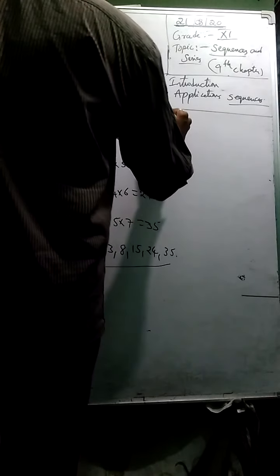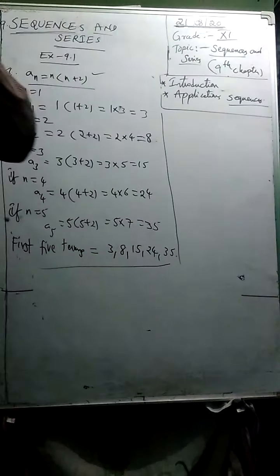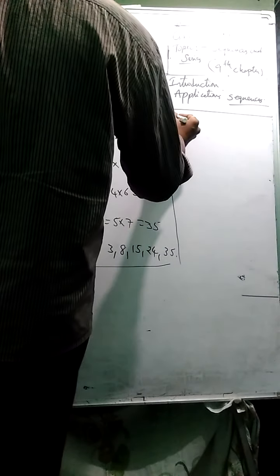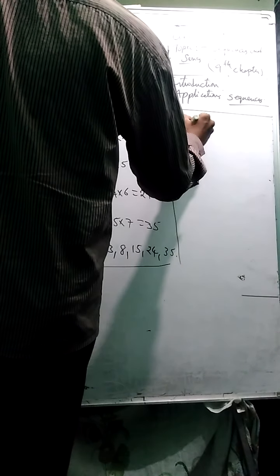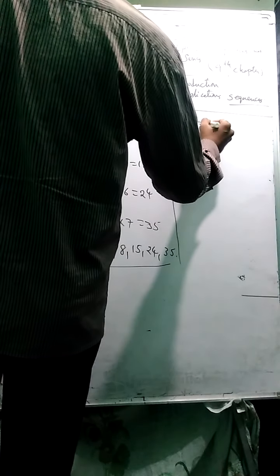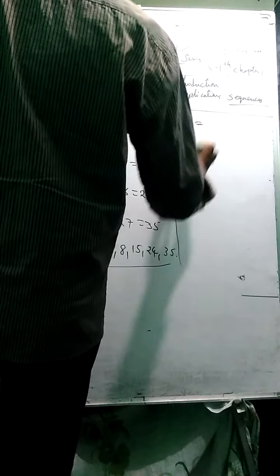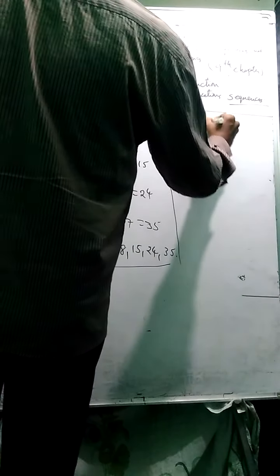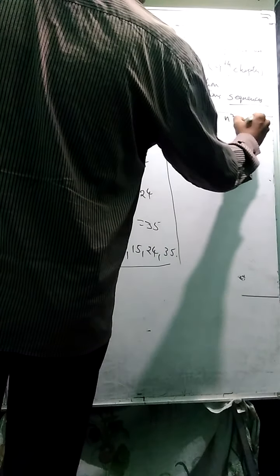Let us discuss one more problem, then you can do the rest as homework, students. An is given as n of n square plus 5 by 4. It is given like this, friends.